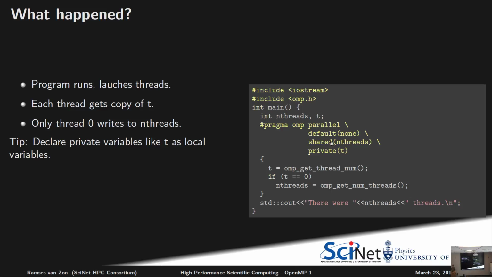On the other hand, the number of threads is something that should be the same for all of them. So I really want that to be a shared variable, so that when I set this for thread 0, all the threads would see the same value of nthreads. This is an important point when you're dealing with variables. There are really two classes. There's a few extra subclasses, but those are the two main classes.